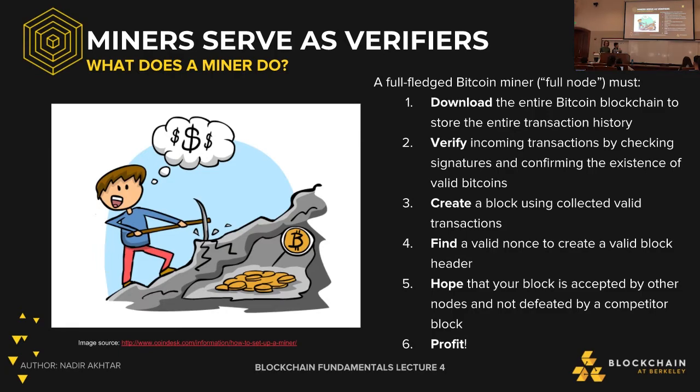So miners serve as verifiers. If you want to be a miner in the Bitcoin network, also known as a full node, you have to first download the entire transaction history inside Bitcoin. After that, you verify incoming transactions that you get from other nodes. So when people send transactions, you as a miner will listen for those transactions and prepare to receive them and add them to blocks. After that, you create a valid block from those transactions and you find a valid nonce.